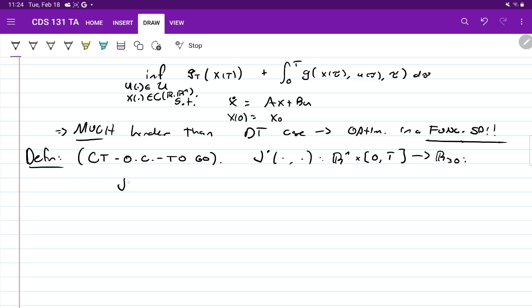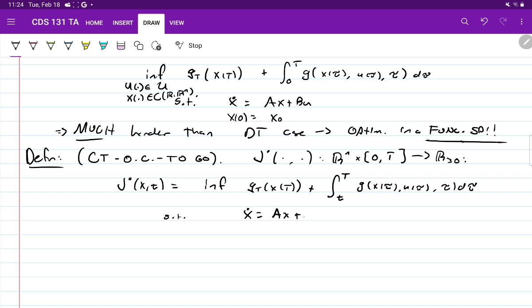This is defined as J star of x, t is equal to the infimum above, g_T of x of T, plus the integral going from now time t up until T, g of x of tau, u of tau, d tau, subject to x dot of t equals A x of t plus B u of t. Let me actually write an of t here so we don't confuse it with the other one. And x at time t is simply equal to x, right?